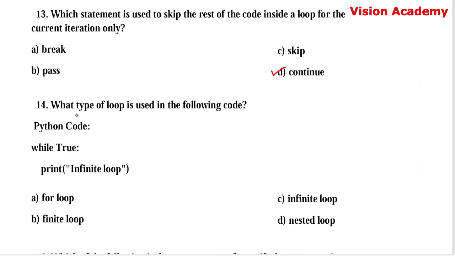Question number 14. What type of loop is used in the following code? Python code, while true, print infinite loop. Option A, for loop. B, finite loop. C, infinite loop. D, nested loop. Here option C, infinite loop is used because here while true, it is always true. It is going to infinitely print infinite loop.